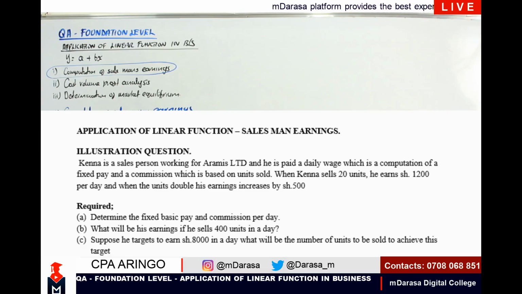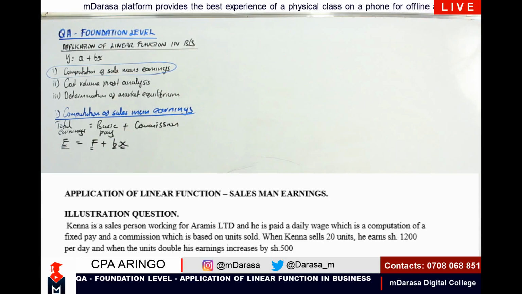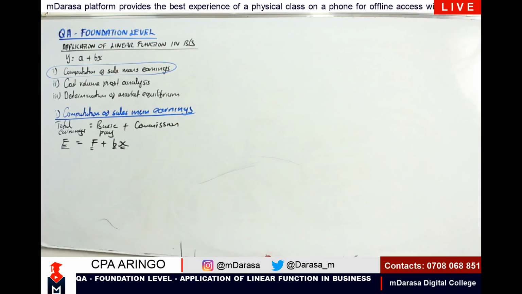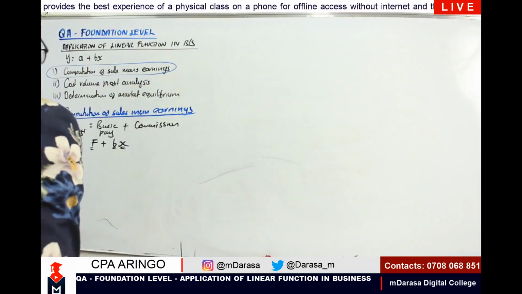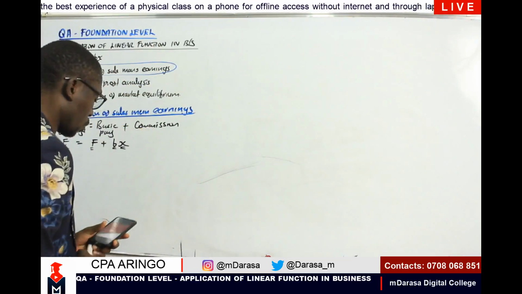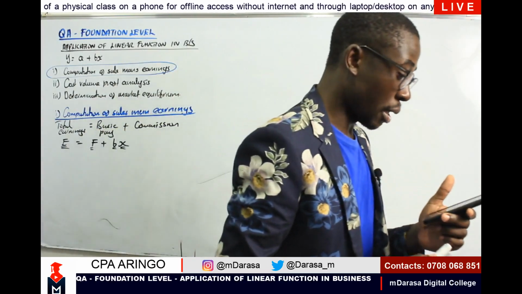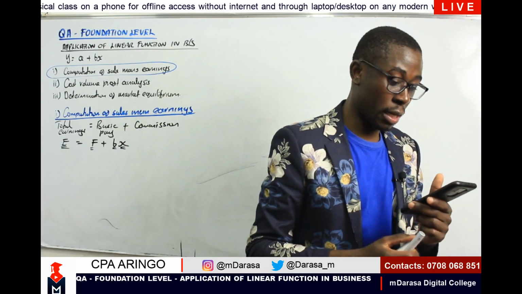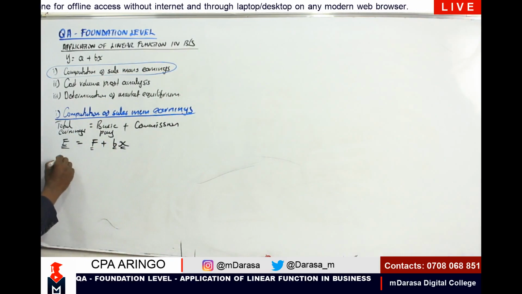Believing that you're done, now let us analyze that question clearly. So at this point, this is what you're going to do. You're asked to determine fixed basic pay and commission pay. Required on that question, you are told to determine, first of all, number one, fixed basic pay and commission pay per day.